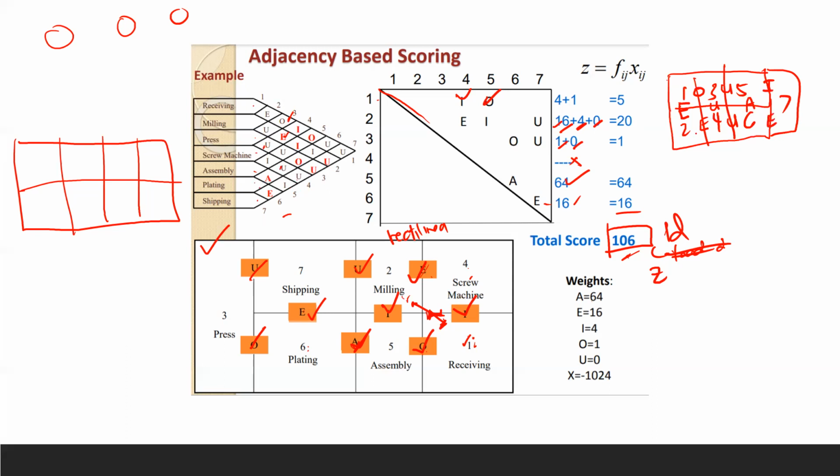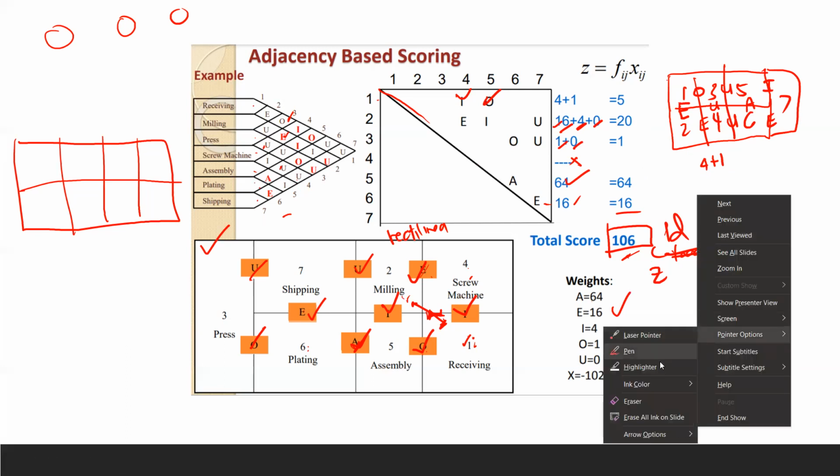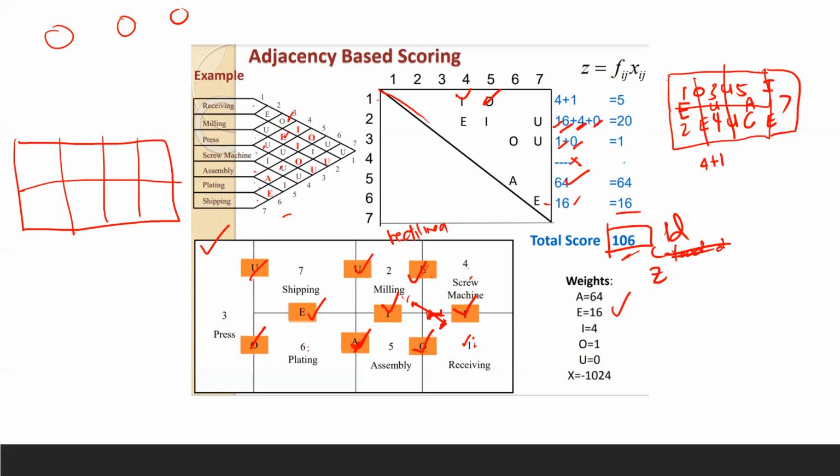Tingnan natin yung score natin dito. Okay. So again, ito yung weight na gagamitin natin. Unahin natin yung I and O. So 4 plus 1. Okay. Ito po. So sorry, pwede ba yung ibang kulay na marker? Pointer option in color. Ayun, pwede. So check na to. Check na to. Next. Ito naman yung E. E na lang yung naiwan dito. E is 16 plus 16. So check. And then itong yung U na yun.